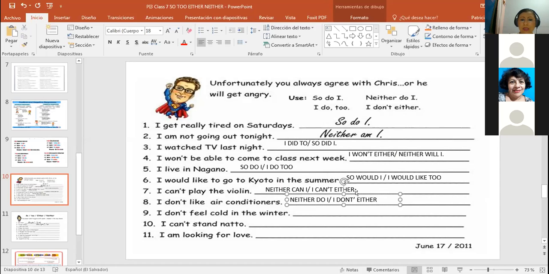Okay, I don't feel cold in the winter. It's the same, right? Because we are using the auxiliary too. Neither do I, or I don't either. I can stand natto. Negative. Neither can I. Okay, neither can I. I can't either. Okay, and I'm looking for love. So am I. So do I, because the verb is in this case present, right? I'm looking for love, so do I. I do too. Okay, excellent.